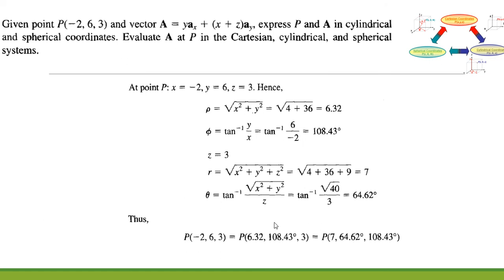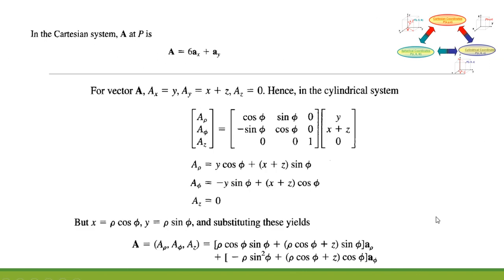Now we have transformed the Cartesian point to the spherical point as well as the cylindrical point. The point P is (-2, 6, 3), whereas the cylindrical point will be (6.32, 108.43, 3). And for spherical coordinates it is (7, 64.62, 108.43), where phi is the same value, 108.43. Let us now transform the vector from a Cartesian vector to a spherical vector as well as a cylindrical vector. So the vector is given.